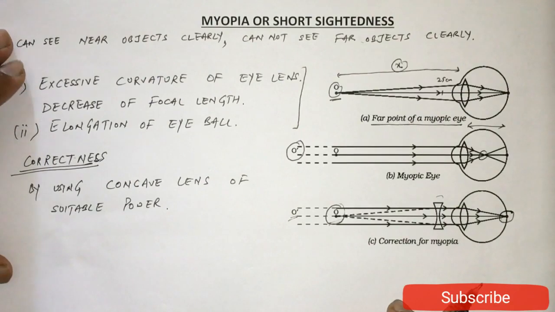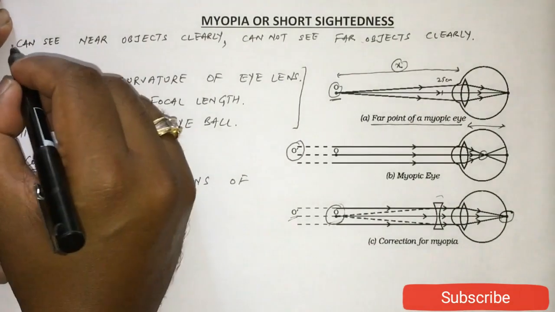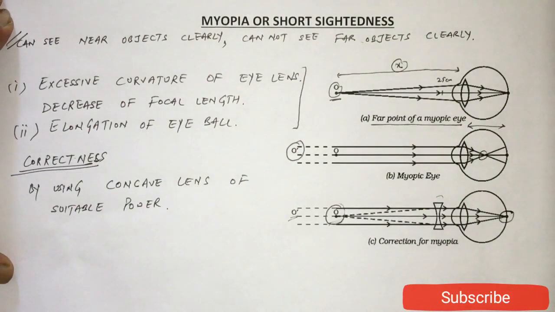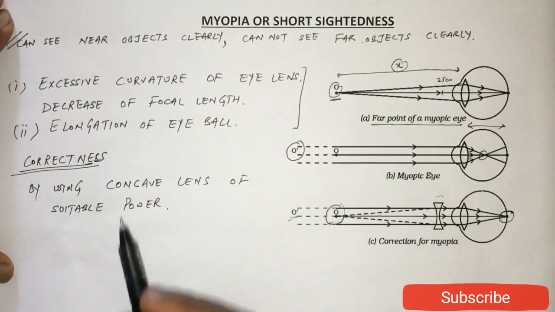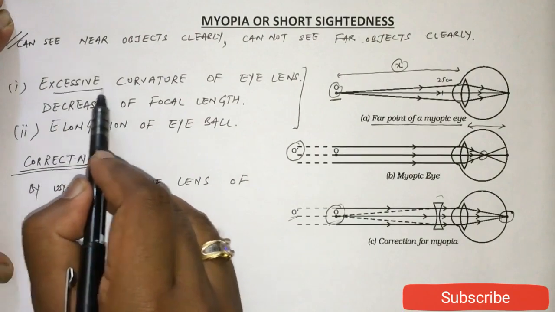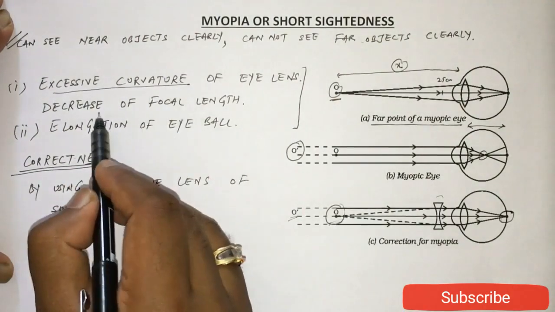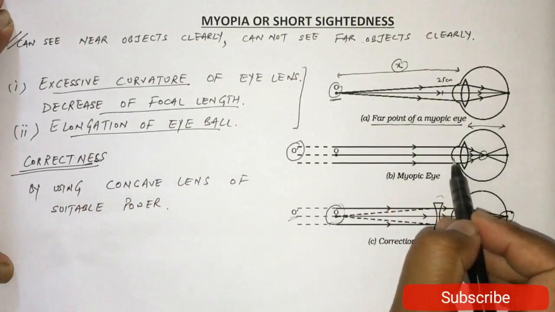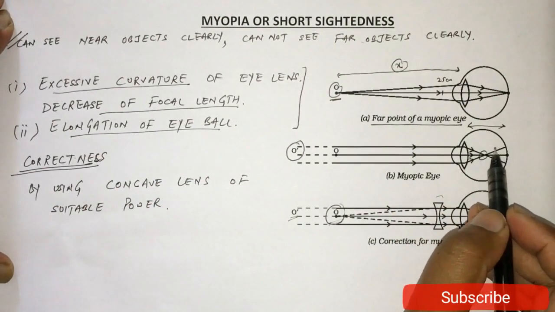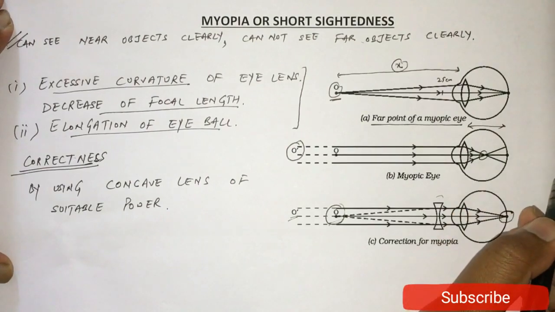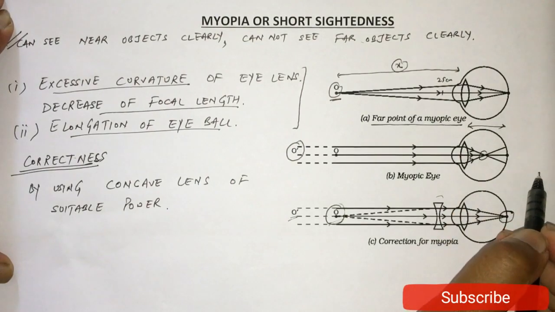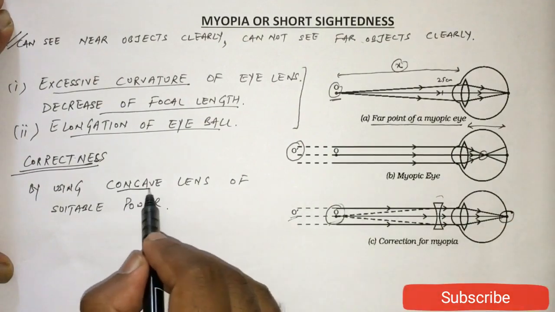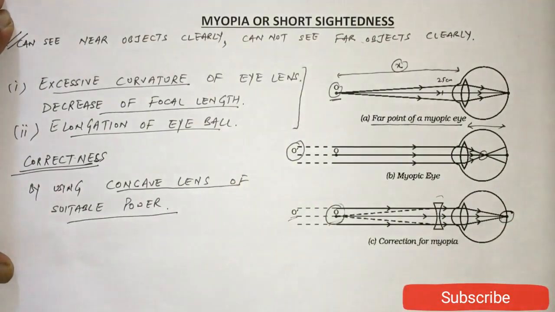Clear? So we need to remember three things. First, what is the defect? A person can see near objects clearly, but the far or distant objects are blurred in that case. Second, what is the cause of myopia? First one is excessive curvature, which results in decrease of focal length of the eye lens. Second one is elongation of the eyeball. Elongation means the distance between the lens and the retina increases. And this defect can be corrected by a concave lens of suitable power.